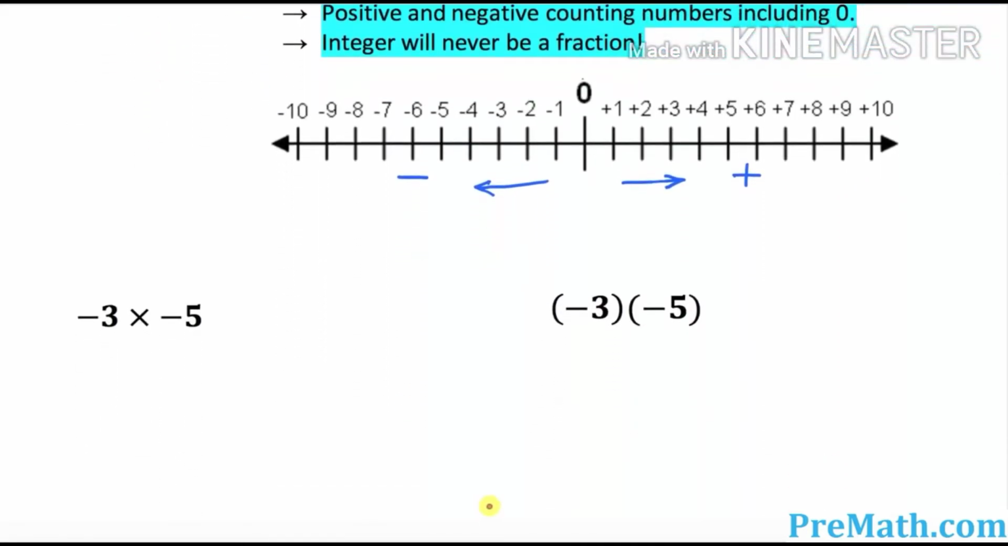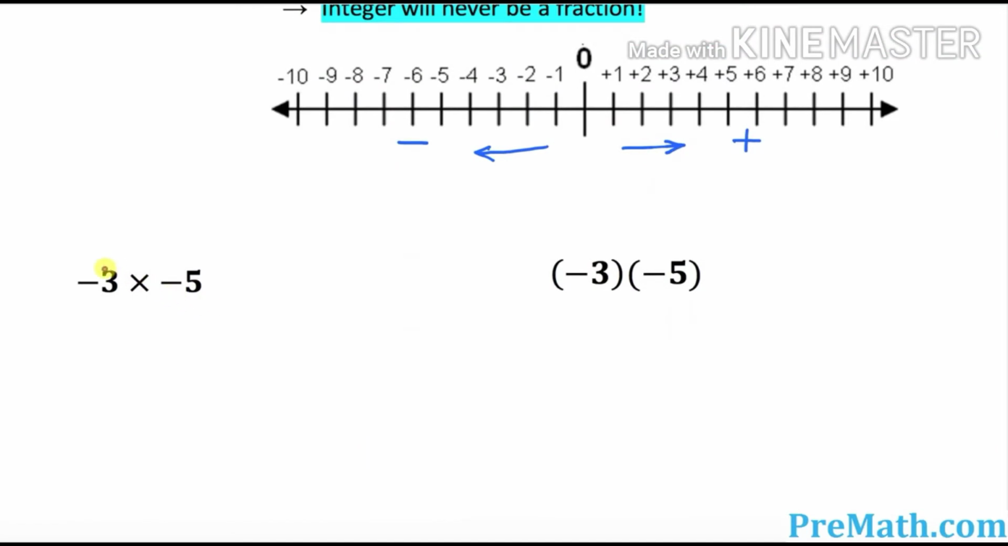How about this one over here? We've been asked to multiply negative 3 times negative 5. From the above example, we have noticed that negative times negative is always positive, and 3 times 5 is what? 15. So this becomes positive 15, or just simply 15, because positive 15 and 15 are the same thing.